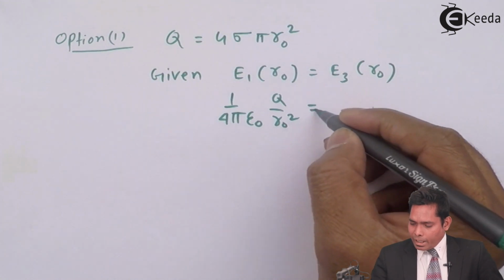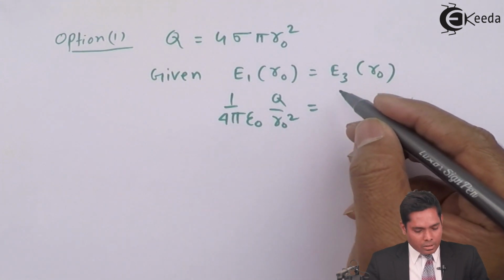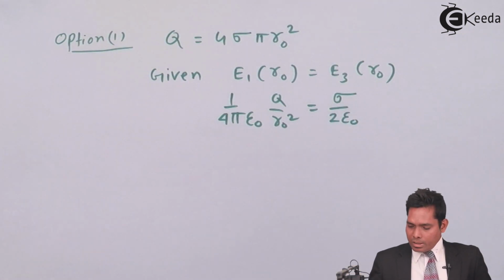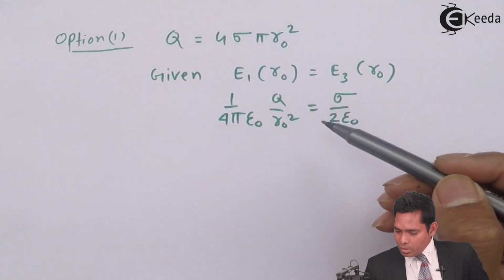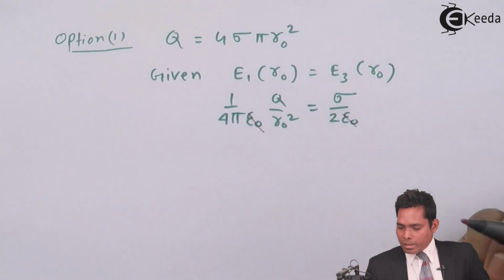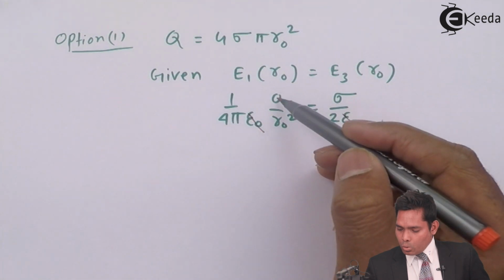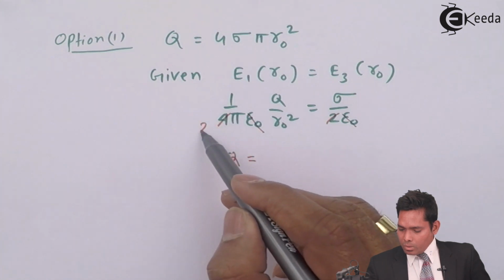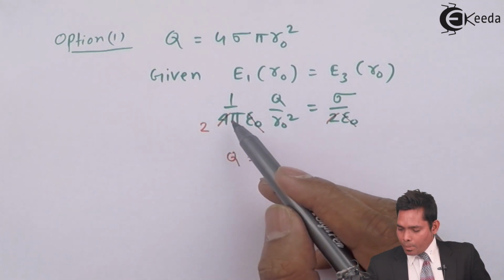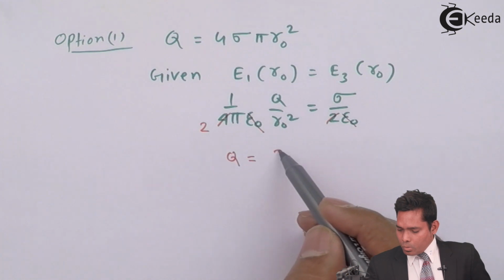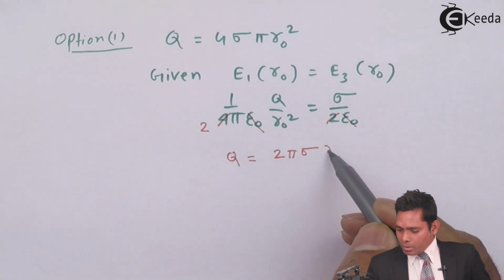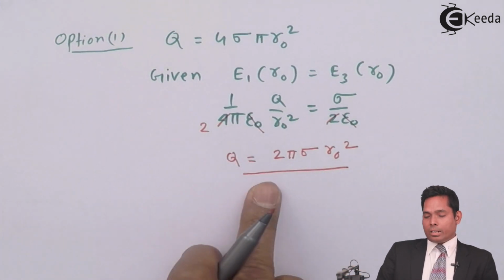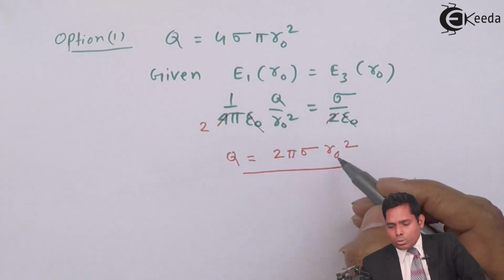Next, for the right part, E3(R naught) was, as I told you, sigma divided by 2 epsilon naught. Now you have to solve this and see whether we are getting this or not. This epsilon naught will cancel out. This 2 and this 2 will cancel out, and Q becomes 2 pi sigma R naught square. This should be the answer.